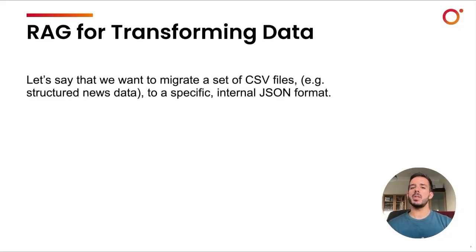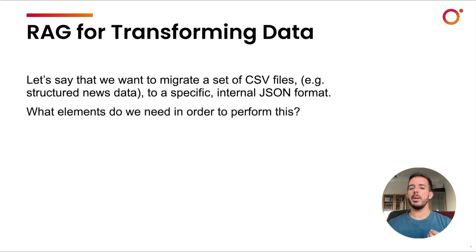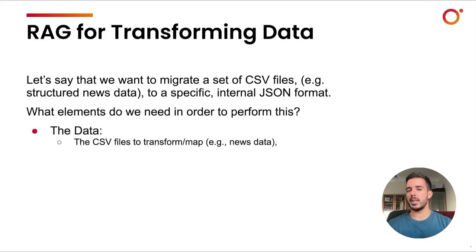Let's say that our use case here is to migrate a set of CSV files, such as, for example, structured news data, to a specific internal JSON format. So, what are the components that we are going to need to perform this using RAG? First, the data, right? It's the data to convert. In this case, the CSV files to transform or to map the news data.